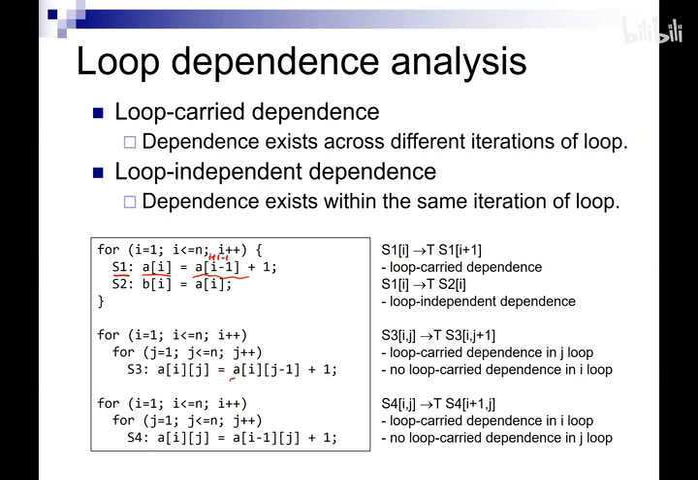Then in this final example, the third example, we have a true dependence in the I loop, because here you're writing to A of I, j, and then for the next I iteration, you're going to read from A of I, j. However, there is no loop carried dependence in the j loop, because for every value of j, you always look at a single value of j in statement S4.